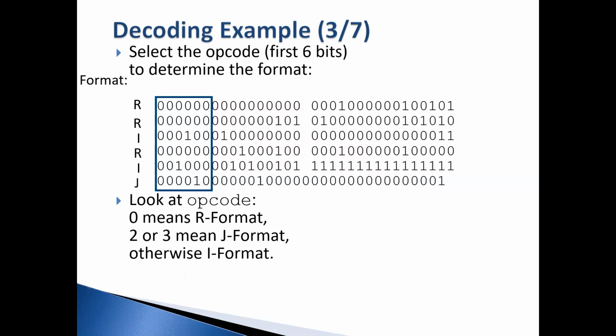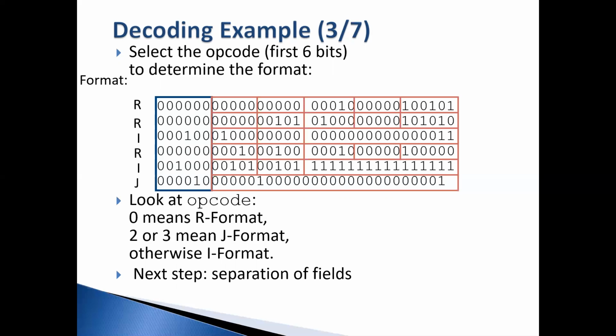Now, since you know that each instruction is in a particular format, the next thing is to partition the instruction based on the correct format. For R format, you have 6 fields. I format, you have 4 fields. And the J format, you have 2 fields. Within each field, all you need to do is decode the binary to base 10 so that you know what the numbers are.